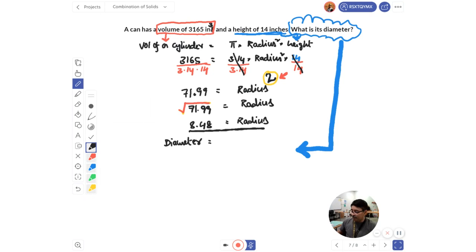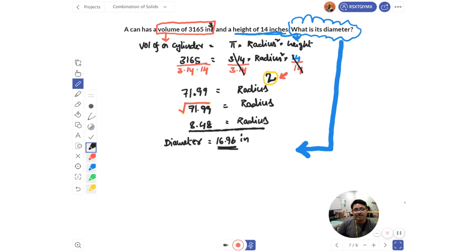So let me take twice this one. So times 2, 16.96. 16.96. These many inches. Okay.